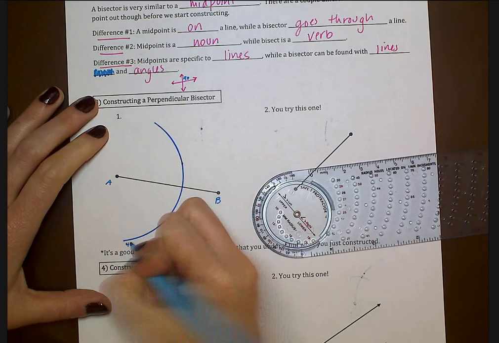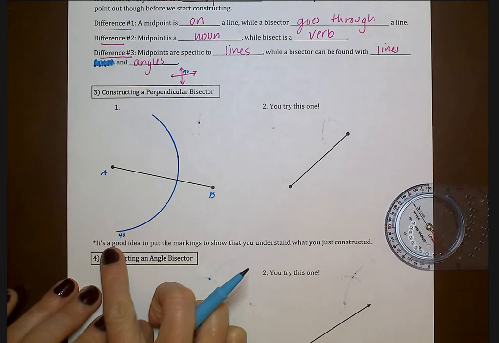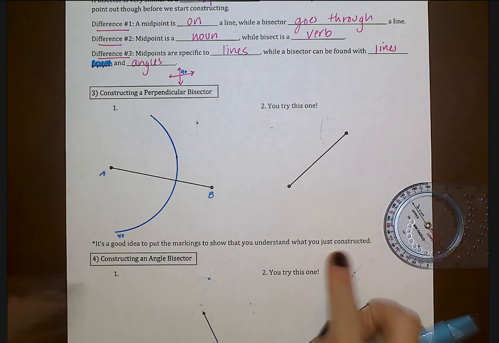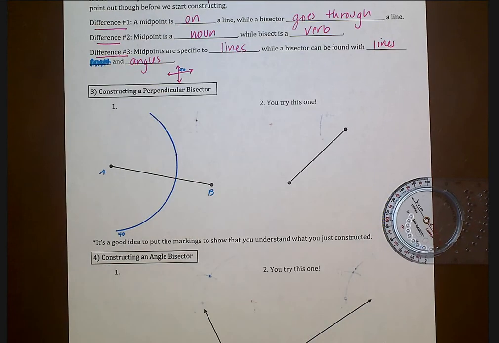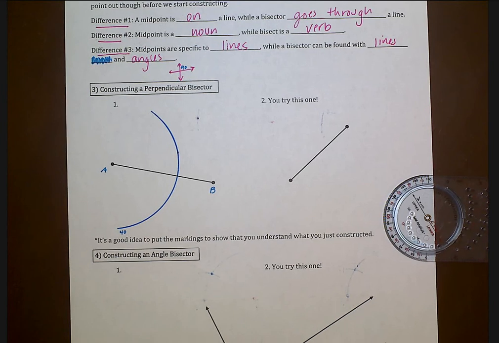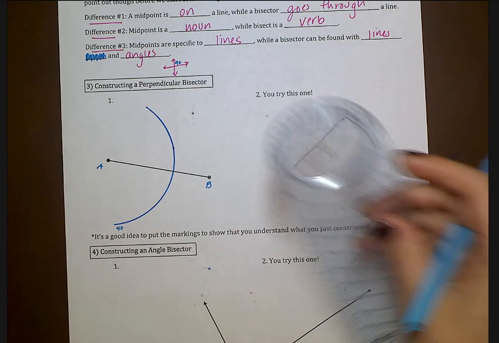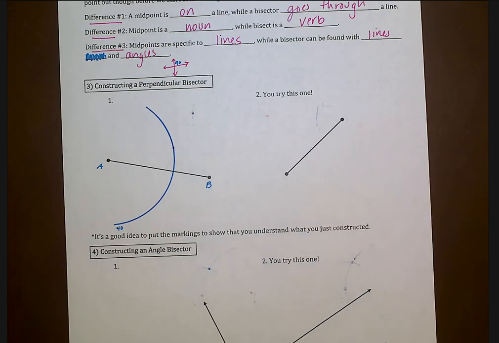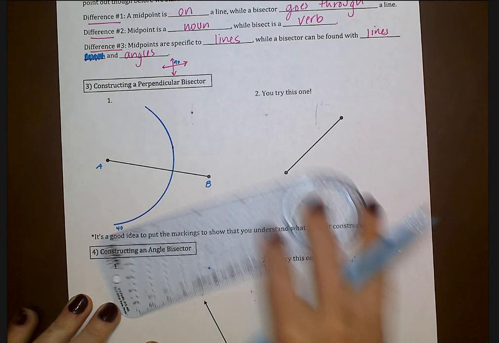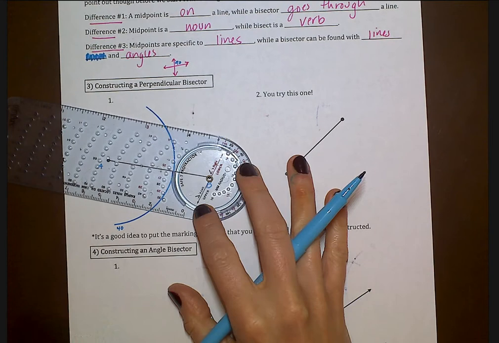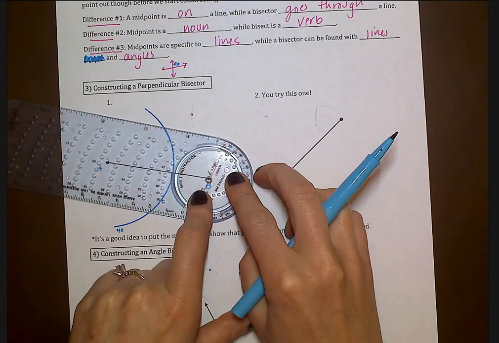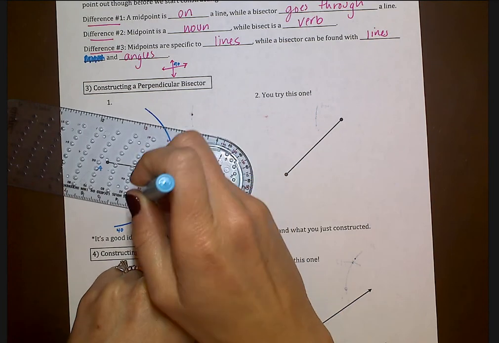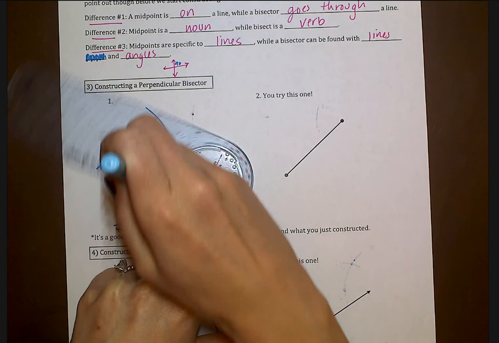So I did 40. And here it says it's a good idea to put the markings to show you understand what you just constructed. That just means like make your big arcs. If you don't make those, I don't know how you would really do it very accurately anyways, but I'm not going to think you did it right, or at least use the correct tool. So make all the marks is all that means. Then shift your contractor around, and if you need to turn your paper, do it, but put your brass circle at B and make the exact same arc at 40. Make sure you remember the number you used, otherwise you won't do this correctly.